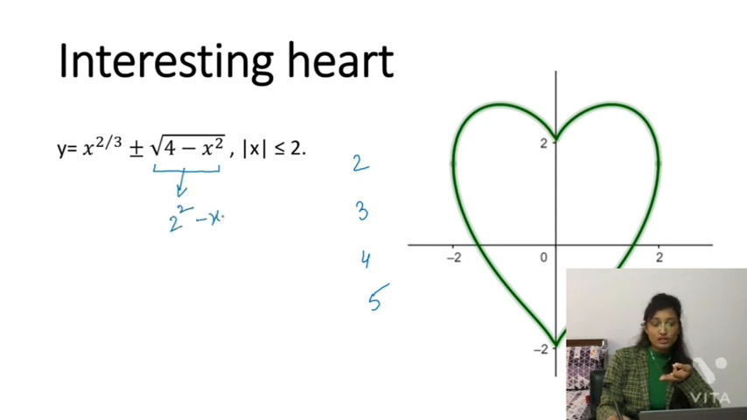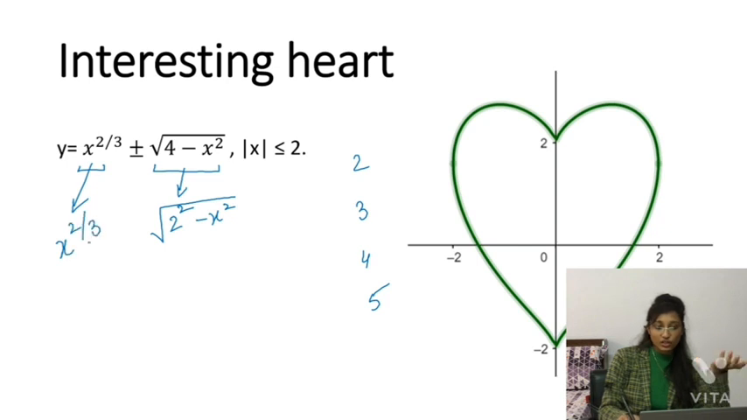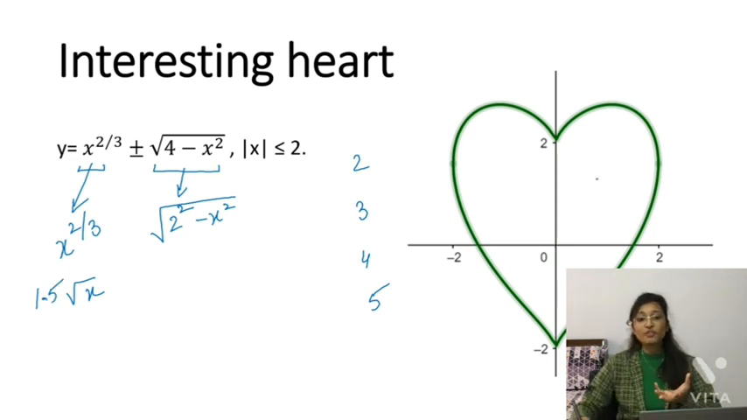The square root of 2 squared minus x squared is the quarter circle, that is a circle centered at origin with radius 2, and then I added it with another function, that is x to the power 2 by 3. I could have used root x also. I could have changed its slope also, and you will see how different kinds of heart curves will be formed by this. Now, this was an interesting heart.